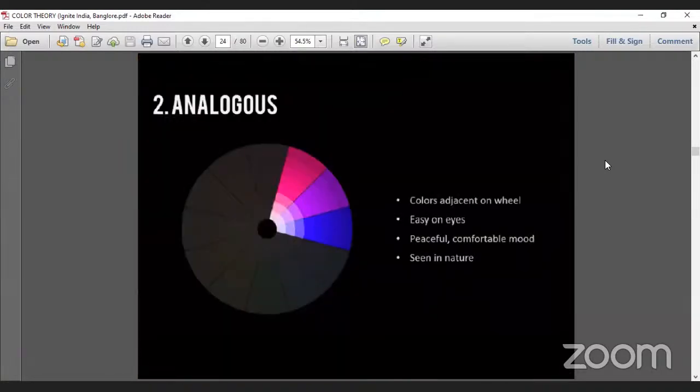Now we have something known as analogous color composition. What is analogous color composition? As simple as that, three adjacent colors on the color wheel, can be anything. Three colors side by side taken and a composition made out of that. Colors adjacent on the wheel, easy on the eyes, a peaceful or comfortable mood seen in nature.